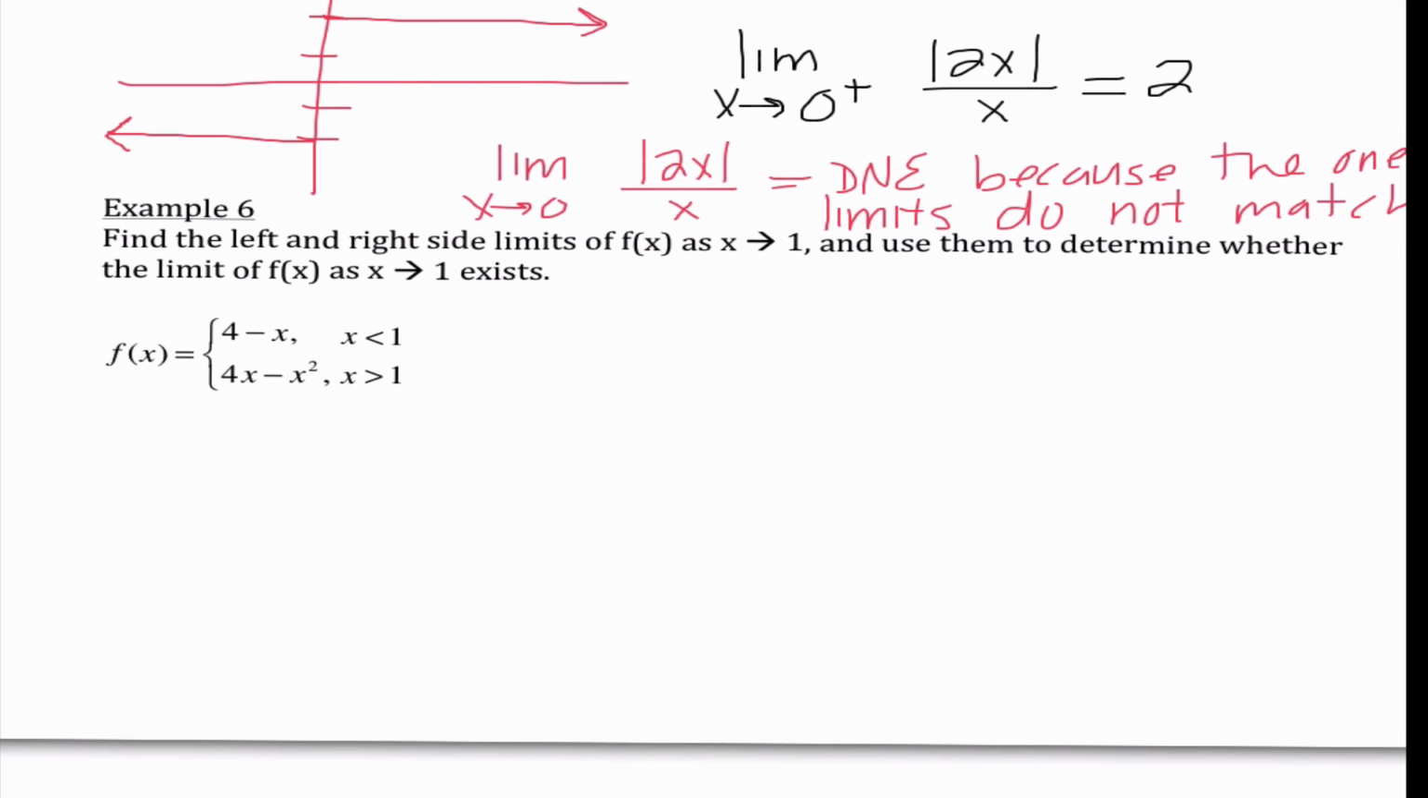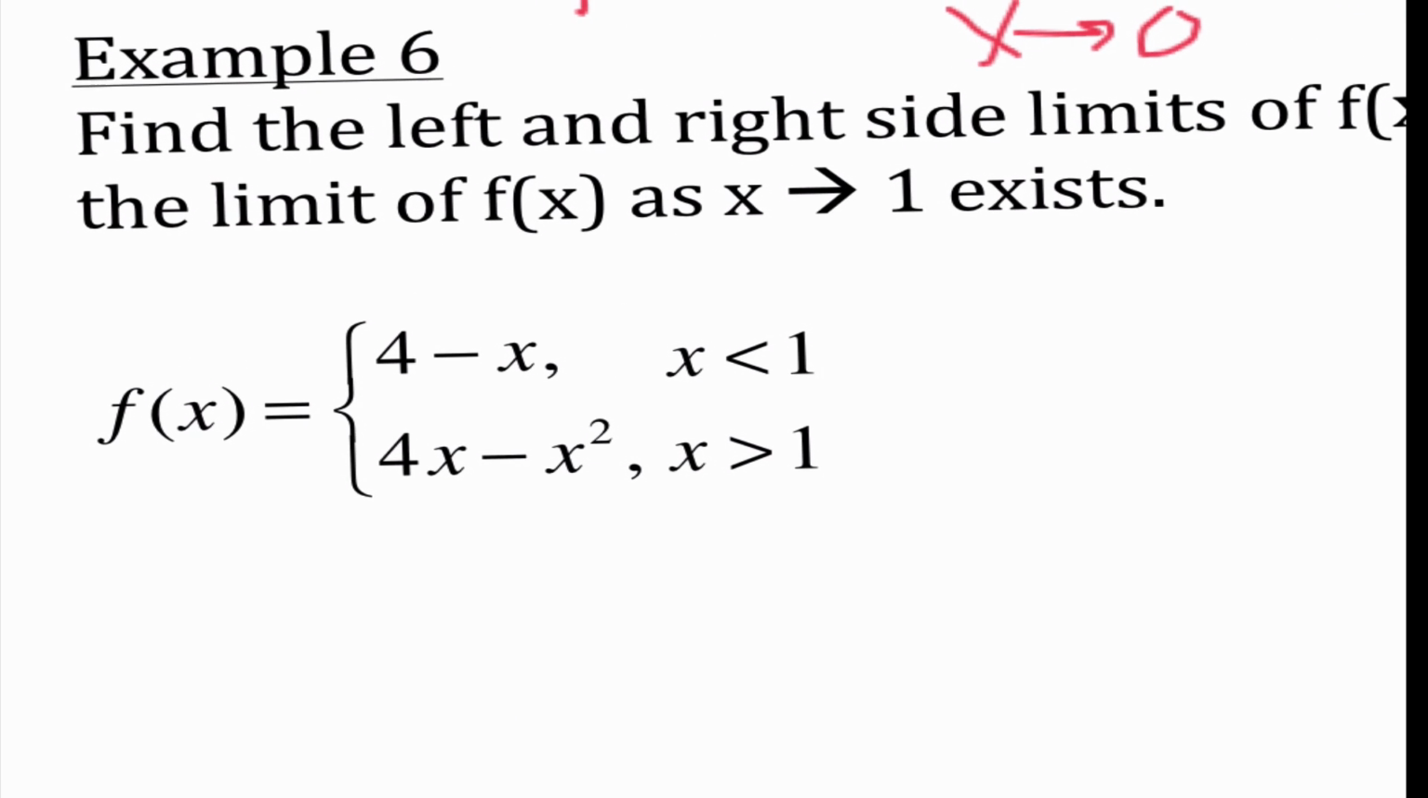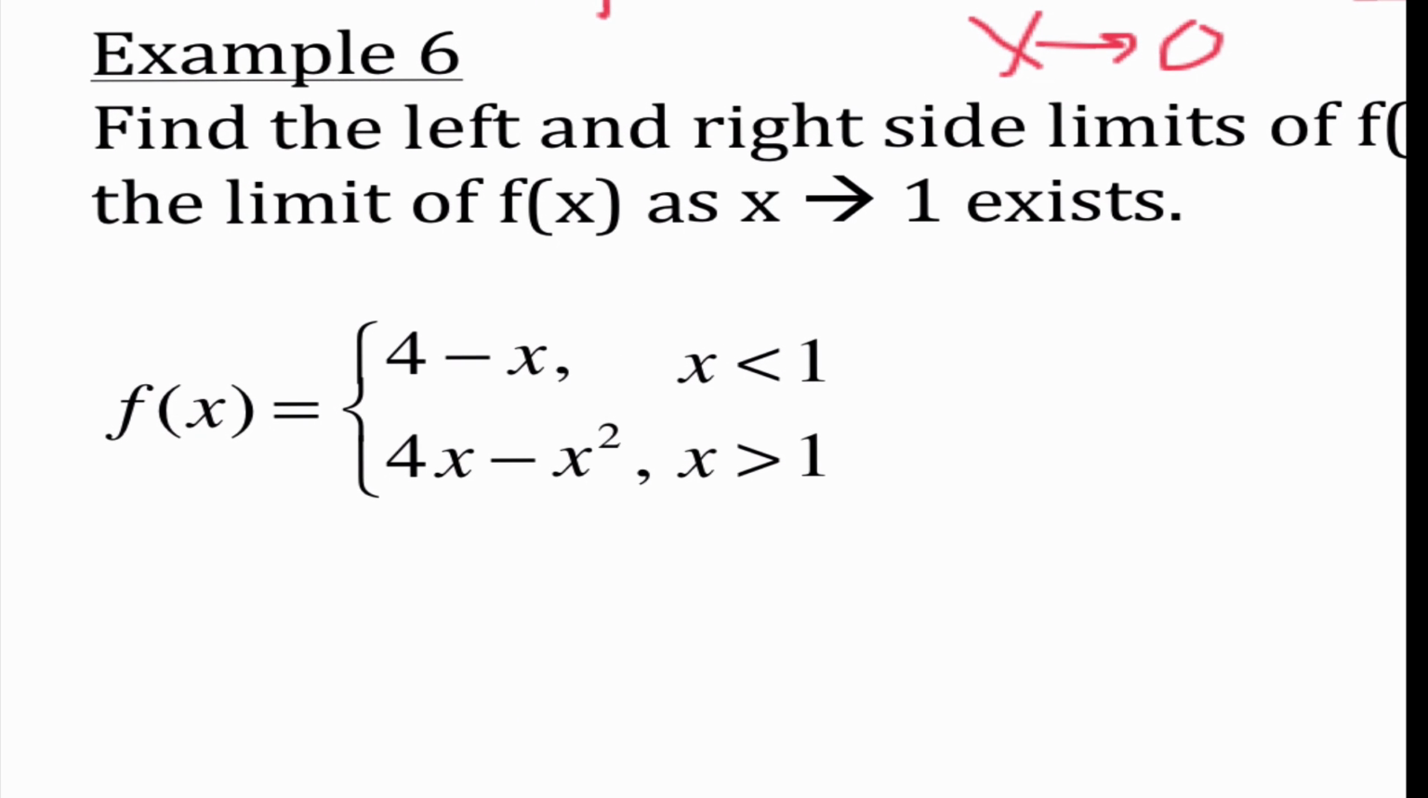Okay, so number 6 says find the left and right side limits of f of x as x approaches 1 and use them to determine whether the limit of f of x as x approaches 1 exists. So once again, we have a piecewise function here. And I just want to remind us that on a piecewise function, this first part is the function. The second part is our domain.